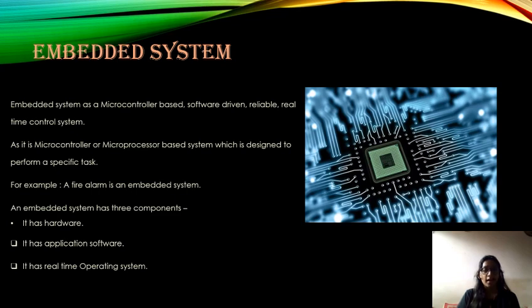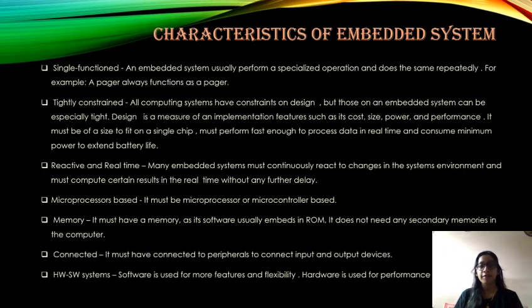An embedded system has three components. It has hardware, it has application software, and it has a real-time operating system. Characteristics of an embedded system. Single function: an embedded system usually performs a specified operation and does the same repeatedly. For example, a pager always functions as a pager.